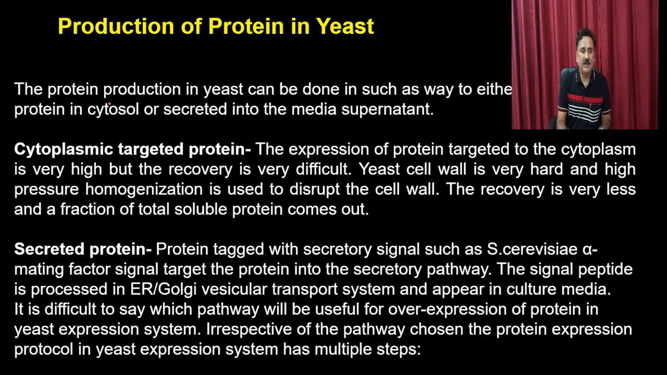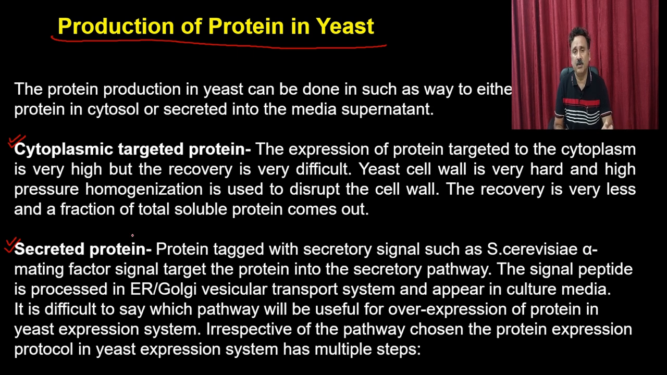Now, let us see an example of how you can do protein production in yeast, right. Protein production in yeast could be of two types. Either you can produce a cytosolic protein, or you can produce a secretory protein, which means if you put secretory sequences within the protein, then it is going to be secreted out of the cell and will be present in the media.